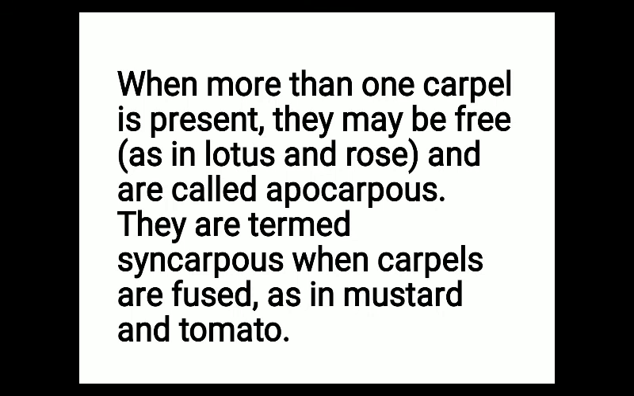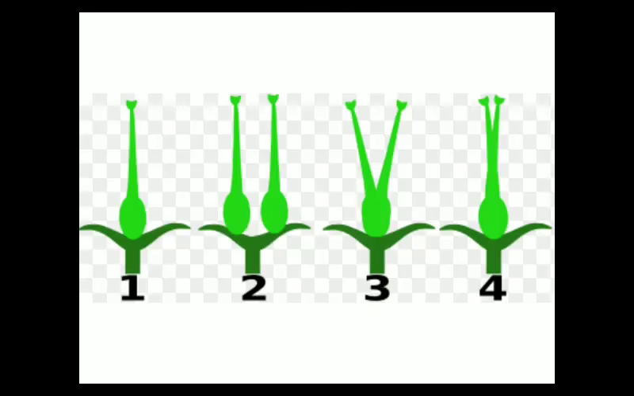Now when more than one carpel is present, they may be free and are called apocarpous. They are termed syncarpous when carpels are fused, as in mustard and tomato. So here two important terms are given: apocarpous condition and syncarpous condition. Suppose more than one carpel is present in a flower, and these carpels remain free from each other. Apo means free, so this condition is known as apocarpous condition. In this diagram, two carpels are present, and they are free from each other, so this condition is known as apocarpous condition.